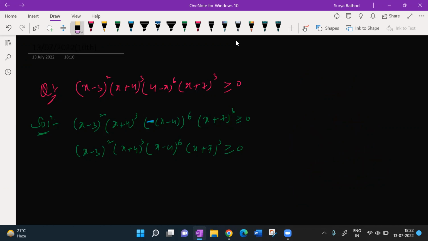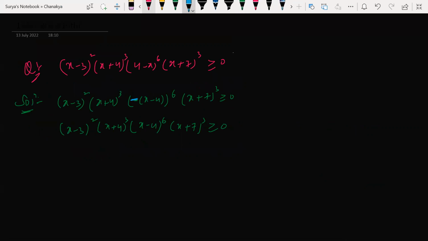And I'm asking you, everyone, check the power. All right, so look at this here. I'm asking you to check the power. So power is even here. Whenever even is there, minus to the power of even is always plus only.